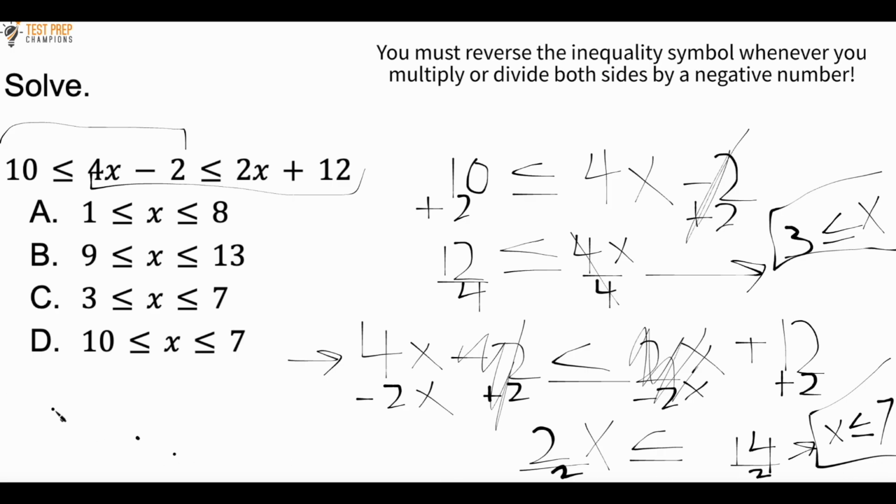So now we just put this together. So I have 3 is less than or equal to x, and then I also have x is less than or equal to 7. So this is how I put it all together. And when all is said and done, we see that C is the correct answer here.